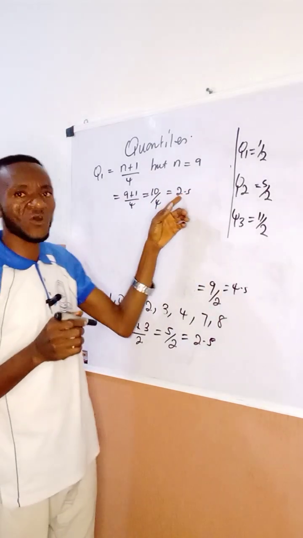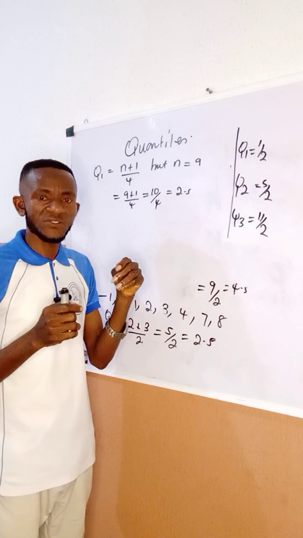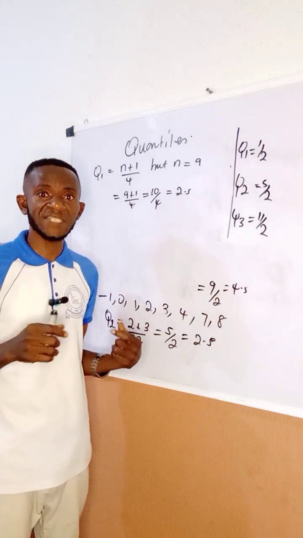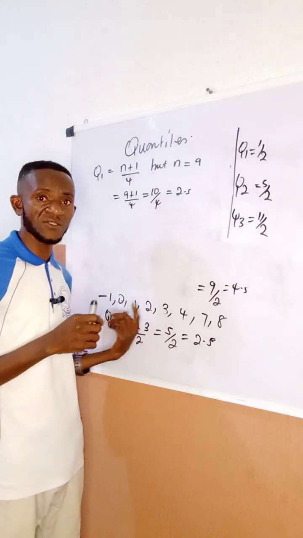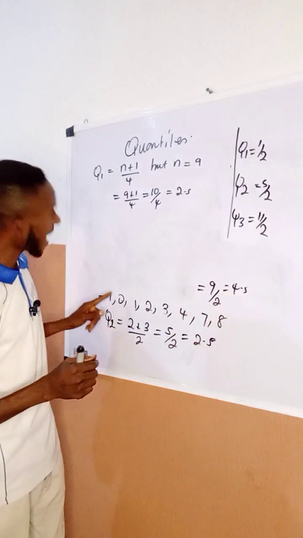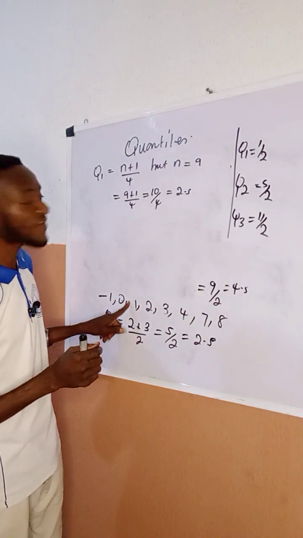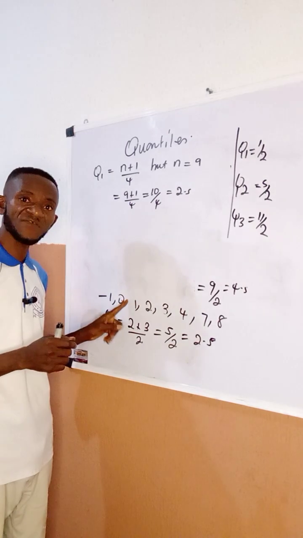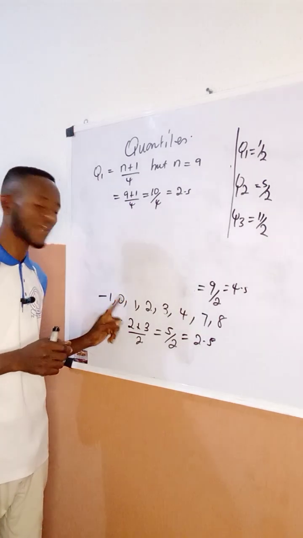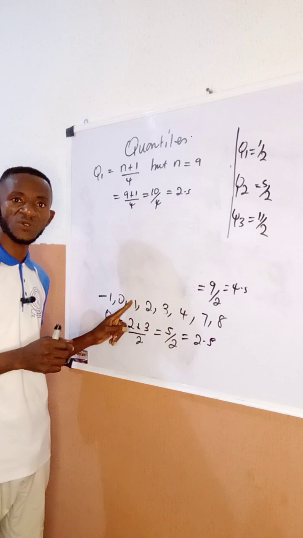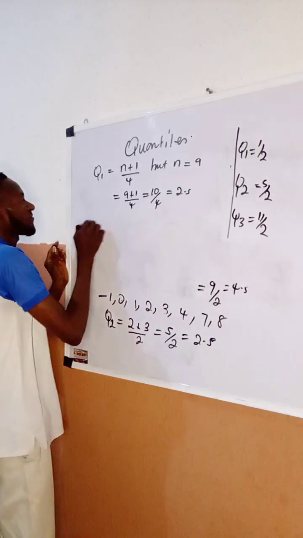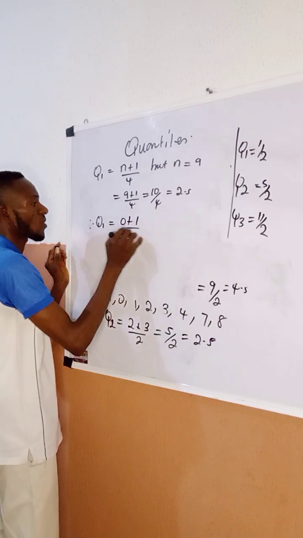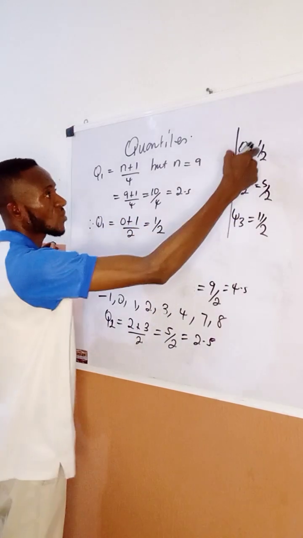This 2.5, of course, is not the median. Sorry, it's not the Q1. It is the locator of the first quartile in the data set. So I will begin from the beginning to count: 1, 2, 2.5 is here. It lies at this center. Because it lies at this center, I pick what is behind and what is after it. Therefore, this my Q1 is given as 0, which is below it, plus 1, which is above it, all over 2, which is 1 over 2, which is what we got here.